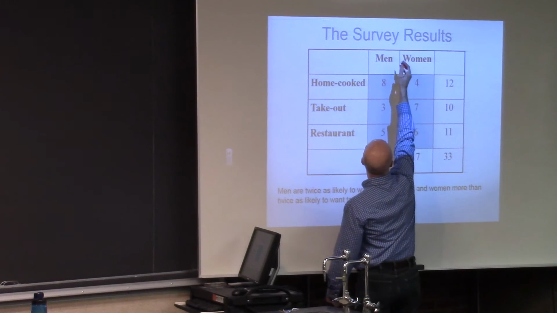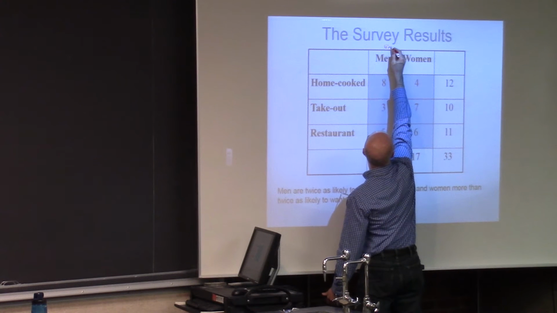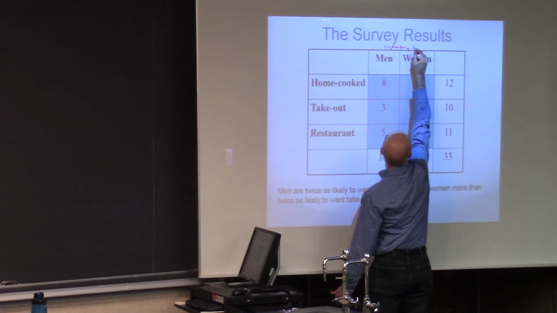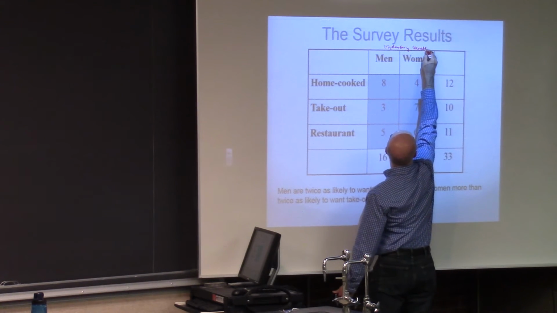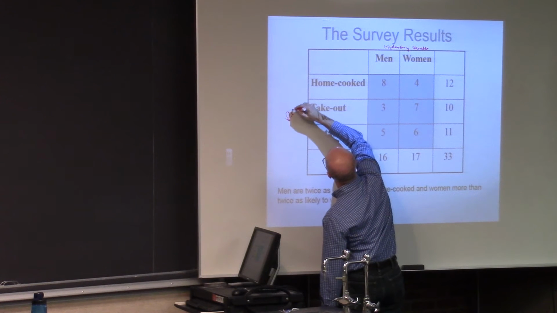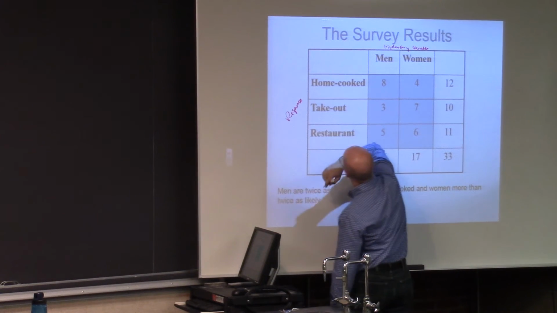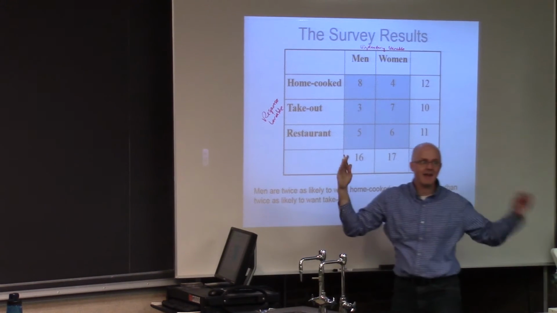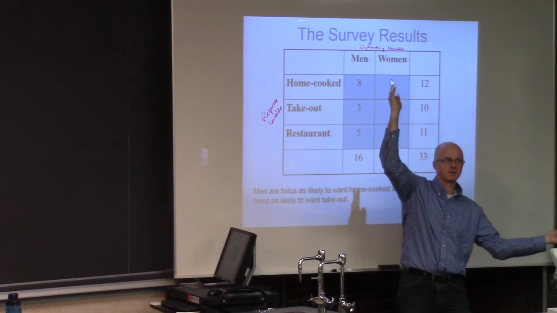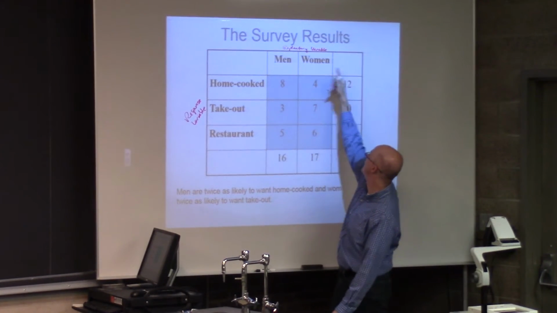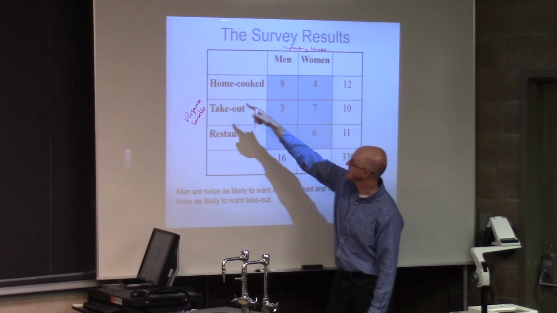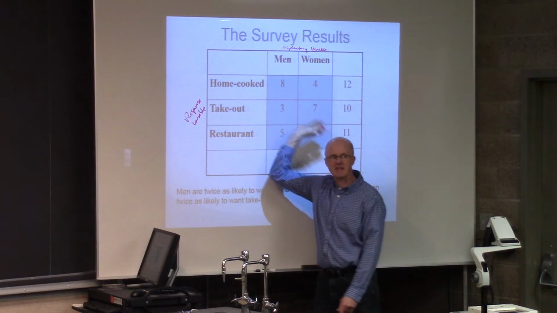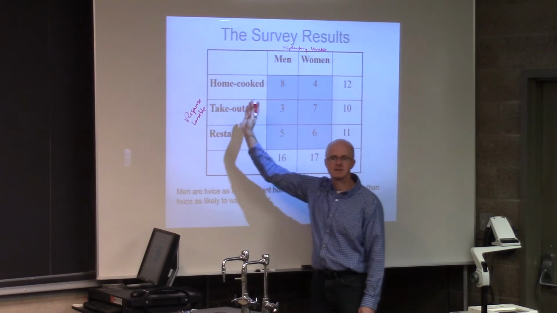So the explanatory variable goes up here. Explanatory variable, in this case, the person's sex. And the response variable, in this case, their Friday night meal preference. And just like with x and y in regression, x goes horizontal, y goes vertical, the same thing is happening here. The explanatory variable goes across the top, and the response variable goes up and down. Okay? Just like x is horizontal and y is vertical. That's the traditional way to do it.